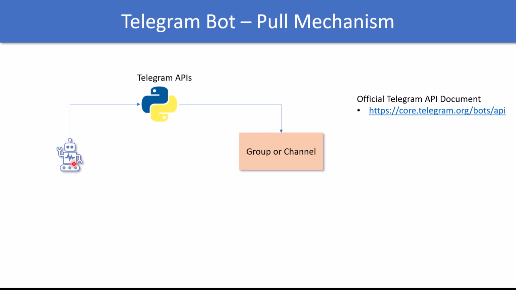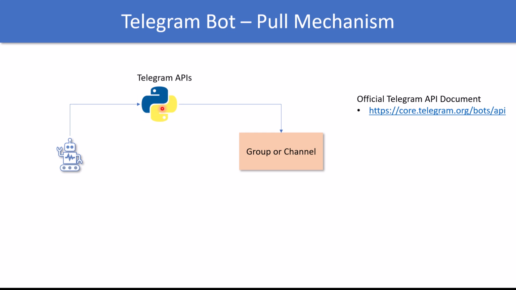Now the bot can be part of any Telegram group or channel. In that case, whenever any message is received in any group or channel, you'll be able to pull that information from the bot. And if somebody wants to directly interact with the bot, they'll be able to do that, and that information also can be pulled from the program which we can create.